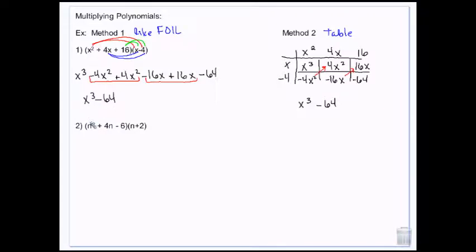So we'll do another one. N squared times n, and n squared times 2, and then 4n times n, and 4n times 2, and then negative 6 times n and 2. So I get n to the third plus 2n squared plus 4n squared plus 8n minus 6n minus 12. Those were all the arrows. And then I combine like terms.